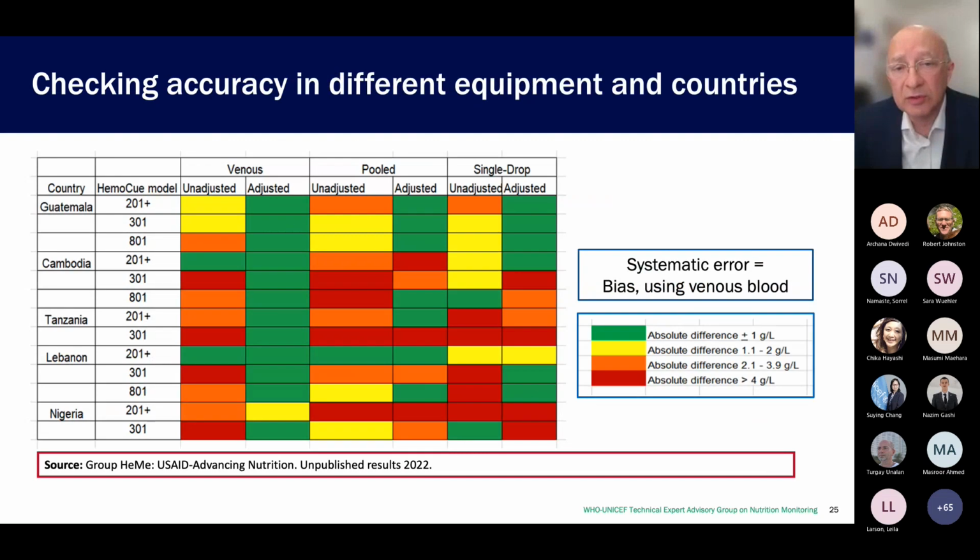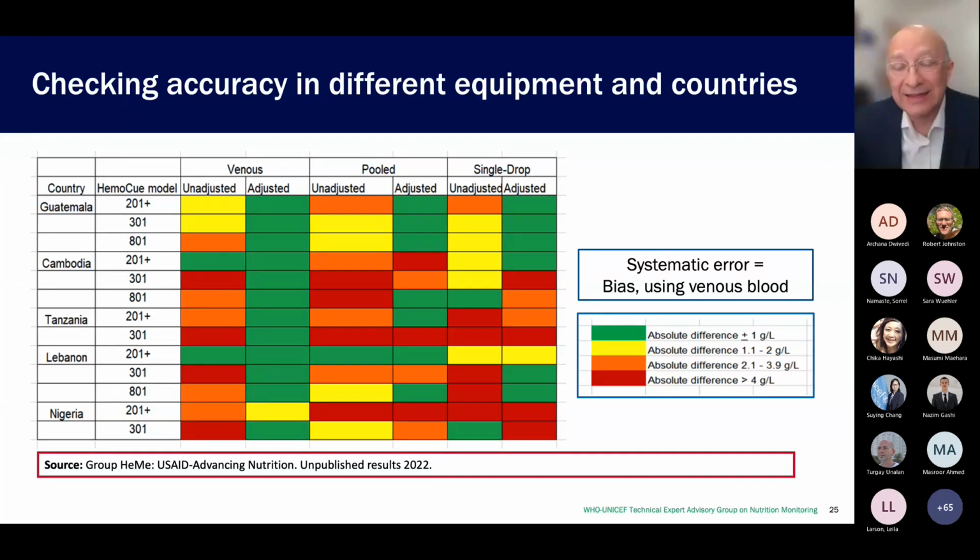In this figure, we are going to look at a different thing. This is the bias, the average of the differences. Look only at the first 2 columns, only the venous blood. That is the comparison between the HemoQs and the gold standard. If that difference is lower than 1 gram per liter, which would be very good, it's going to be green. Yellow is between 1 to 2, orange is between 2 to 4, and above 4 is the strong red.